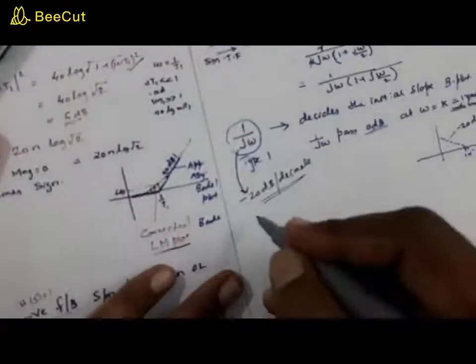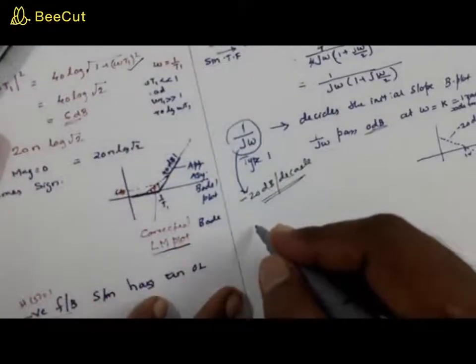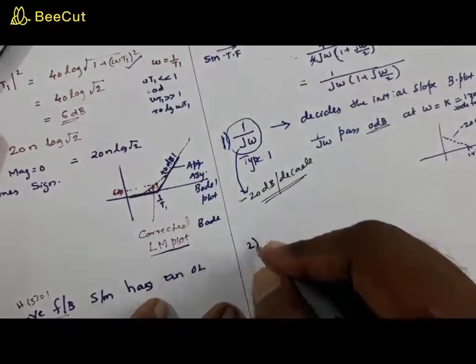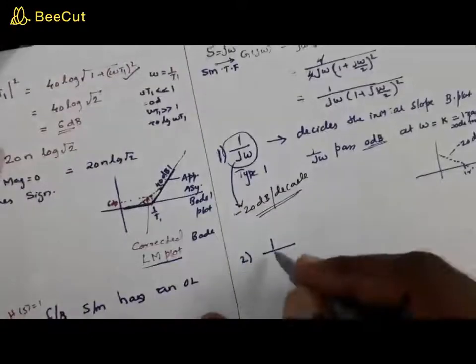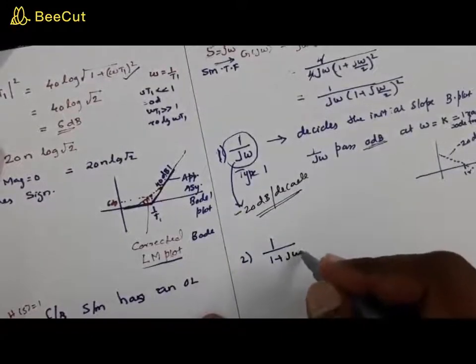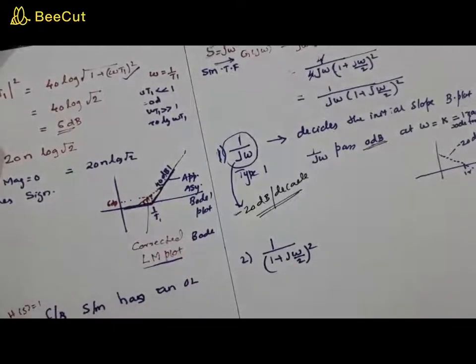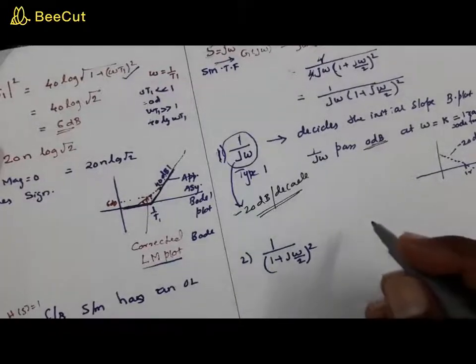Now let's move on to the second term. What's in the second term? This one is the first one. The second one is 1 by 1 plus j omega by 2, the whole square, right? So this is 1 by 1 plus j omega by 2 the whole square. Now, what is going to be this?